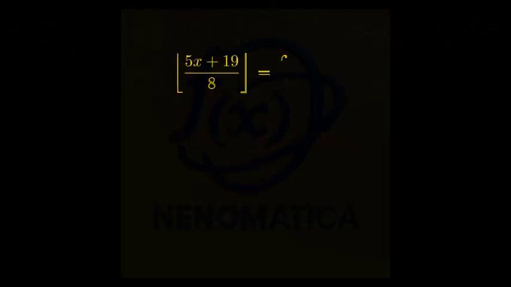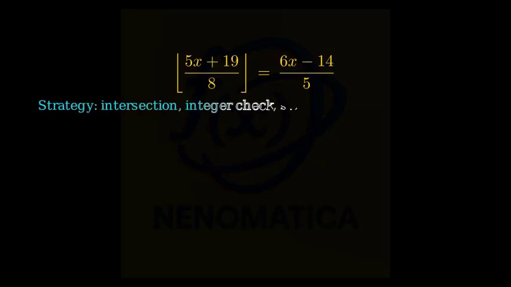In this lesson, we will solve an equation that involves the floor function. The problem is floor of (5x plus 19) over 8 equals (6x minus 14) over 5. We will first find the intersection of the two straight lines as if there were no floor. Check if the y value is an integer, then compare slopes to decide how to get the second solution by stepping the output down by 1.